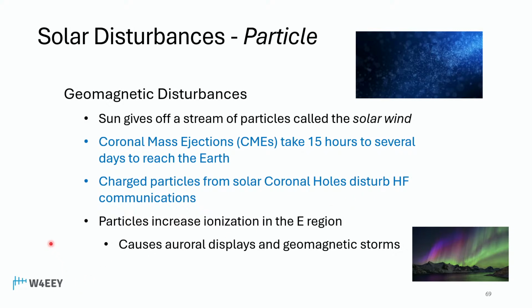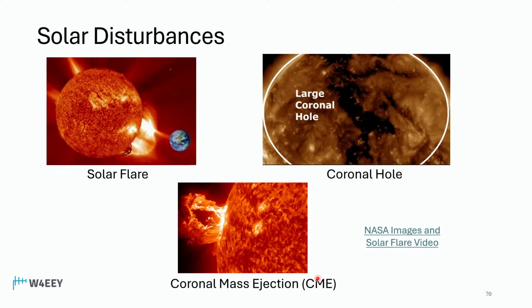Particles, and now this is the one exception where it can be maybe a little bit of a good thing. So particles increase ionization in the E region, cause auroral displays and geomagnetic storms. But this increased ionization in the E region near the poles of the Earth can provide a propagation path on VHF. Here's a picture of a visible aurora. Not the same as what we experience that affects radio, but it's caused by the same effect from the sun.